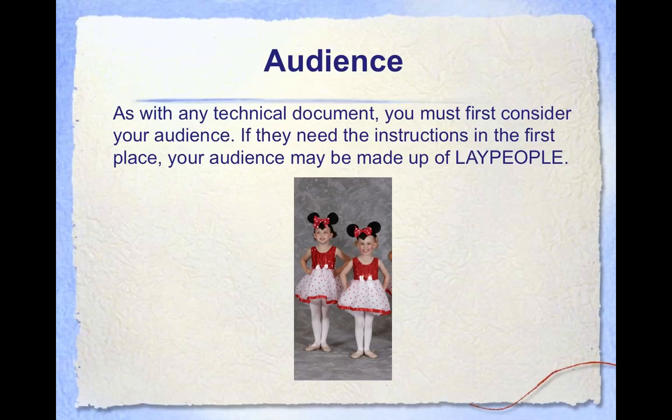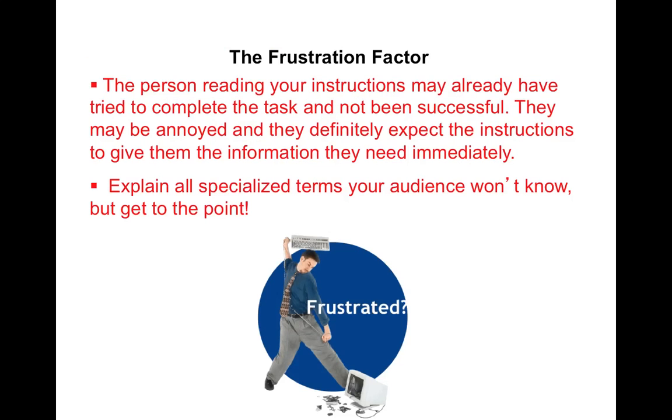As with any technical document, you've got to consider your audience first. If they need instructions in the first place, your audience may be made up of lay people, which we know are non-technical readers. On the other hand, you may have people who have some familiarity, who are semi-technical readers, but who have tried to do the task, whatever that task is, and they have become frustrated because they couldn't get it to work. And so you've got to factor in how frustrated the reader is, and therefore how fast they want the information and how clear they want it to be, so that they can just run through the manual, find what they need, and get to their desired result. So bear in mind that your audience may be frustrated.